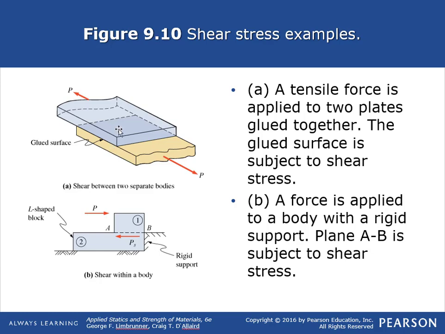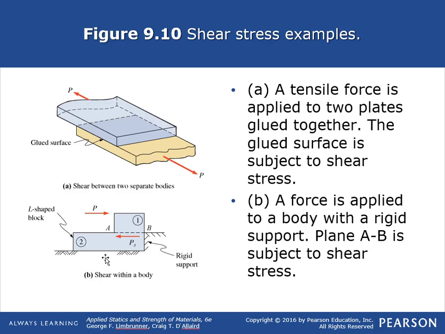We have these two plates that are glued together, and we're going to apply a tensile load to the ends of the two plates. So what happens here is a tensile force is applied to the two plates glued together. The glued surface is subject to a shearing stress. Okay, so essentially that would be this area here that's represented by the area of the two plates that are in contact and glued together, and that is the shear area.